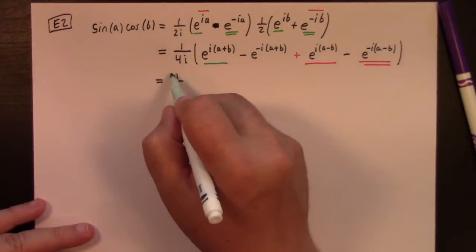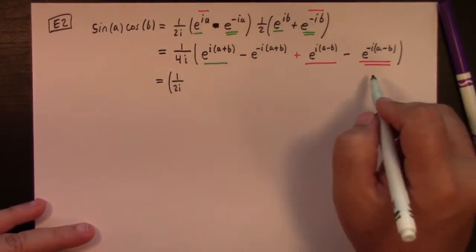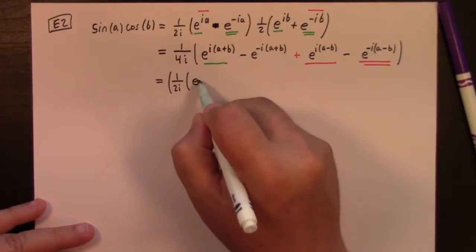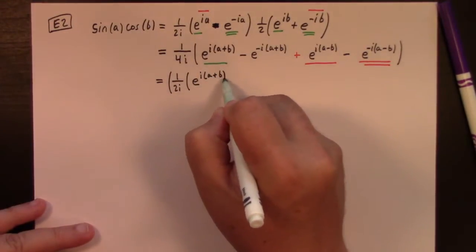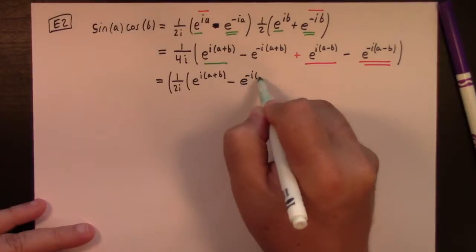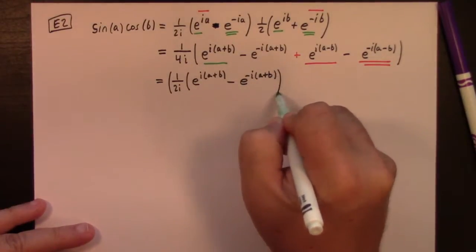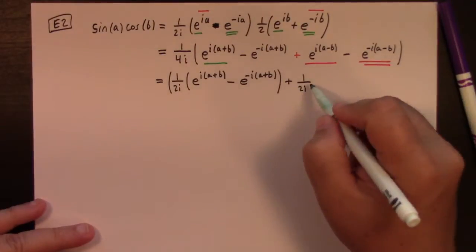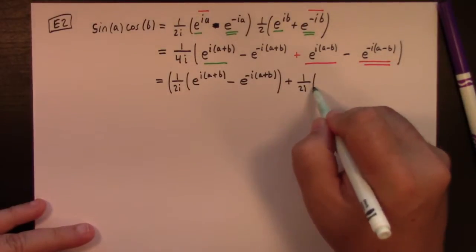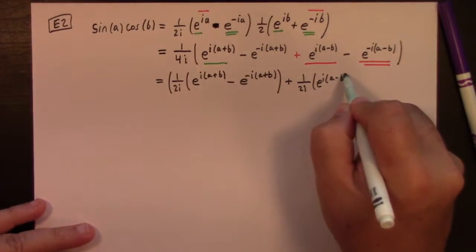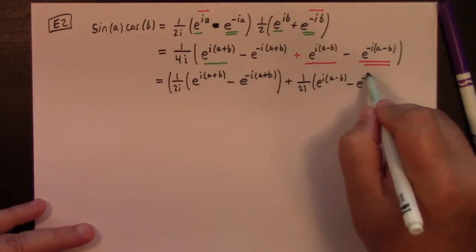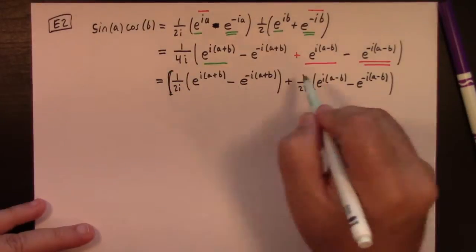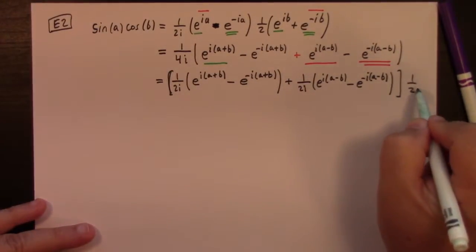I'm going to pull a half out over here. Sorry, I should have put it first. Oh well. e to the i(a plus b) minus e to the minus i(a plus b), plus 1 over 2i, e to the i(a minus b) minus e to the minus i(a minus b), and that's all. I pulled the half out.